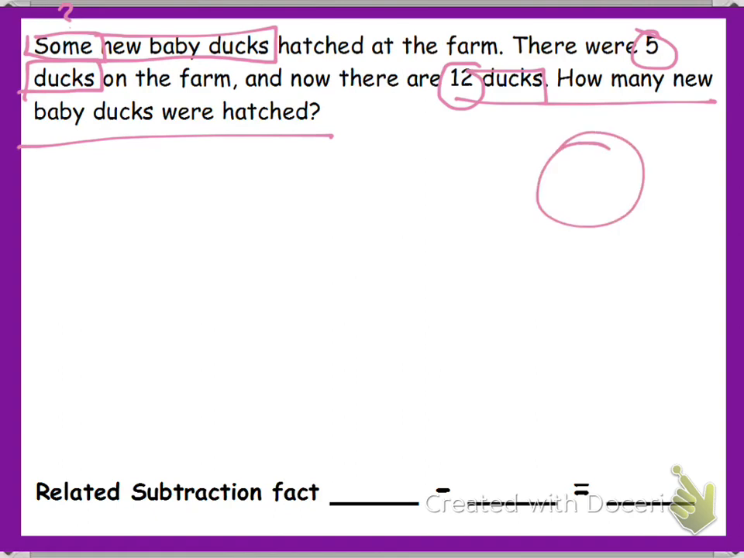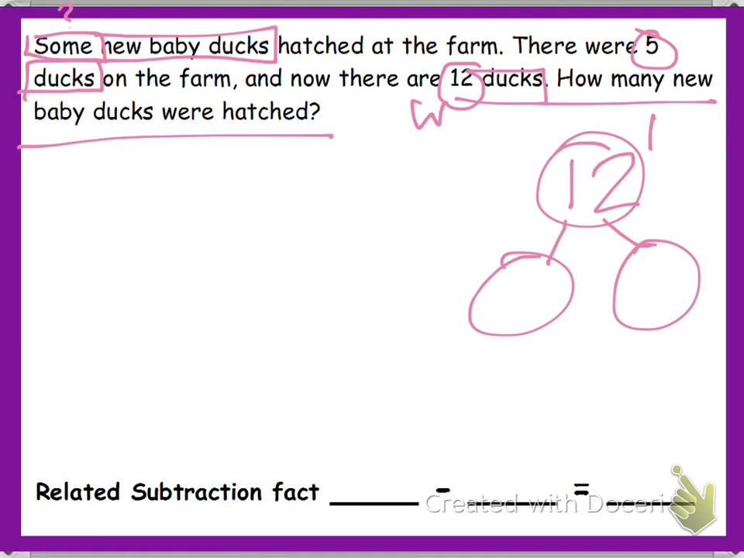Now we're going to have to do our number bond. Okay, million-dollar question: does the word problem tell us the whole? Yes, it does tell us the whole. It tells us 12, so I'm going to put a little W by the 12, put it inside my number bond. And I'm also going to label it with an N for now. So now there are 12 ducks on the farm.